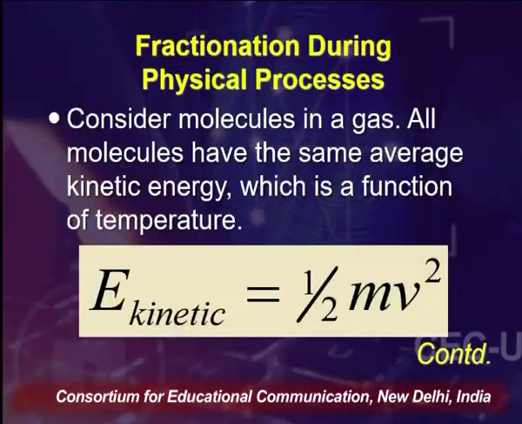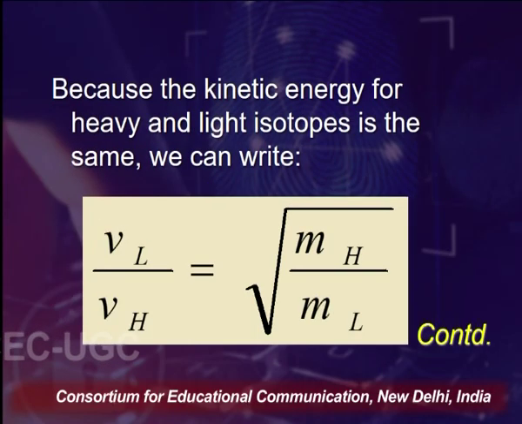So, how does this fractionation work during the various physical processes? We know that mass differences also give rise to fractionation during physical processes: diffusion, evaporation, freezing, etc. Fractionation during physical processes is a result of differences in the velocities of isotopic molecules of the same compound. So, let us suppose we consider molecules in a gas. All molecules will have the same average kinetic energy, which is a function of temperature. So, we know the kinetic energy is half mv squared, where m is the mass of the molecule and v is the velocity. Velocity tells us in which direction the molecules are moving.